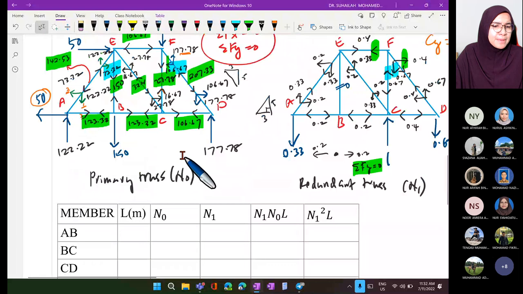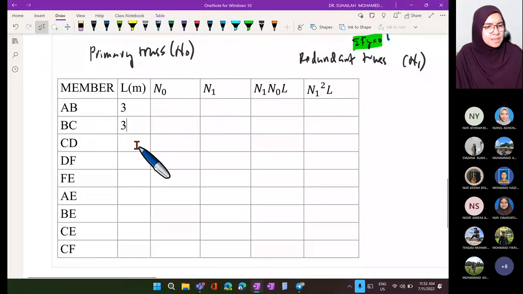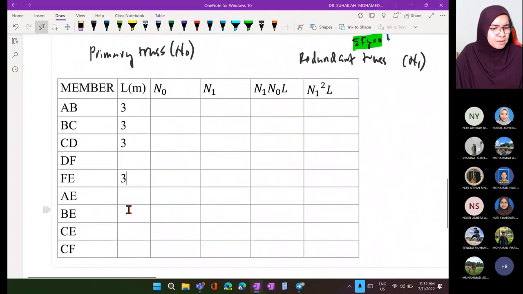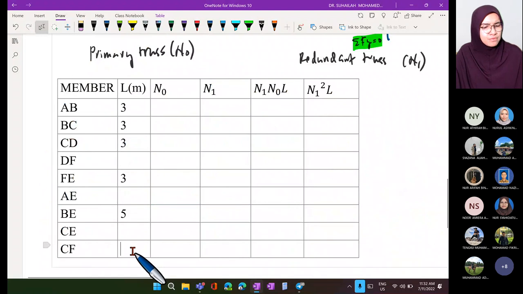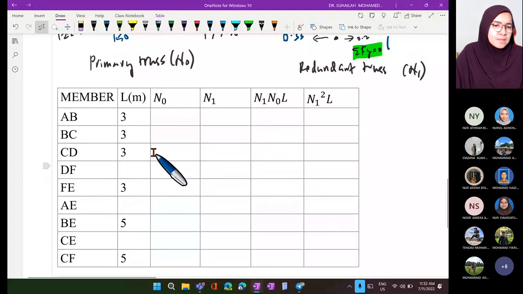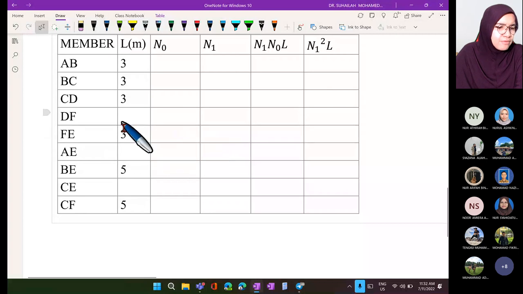Okay, length. AB, BC, CD dengan EF ni 3 meter. AB 3 meter, BC 3 meter, CD 3 meter, FE also 3 meter. Okay, BE and CF 5 meter. Okay, hypotenuse for triangular 3 and 5. Please calculate hypotenuse for triangular 3 and 5, for DF, AE and CE.